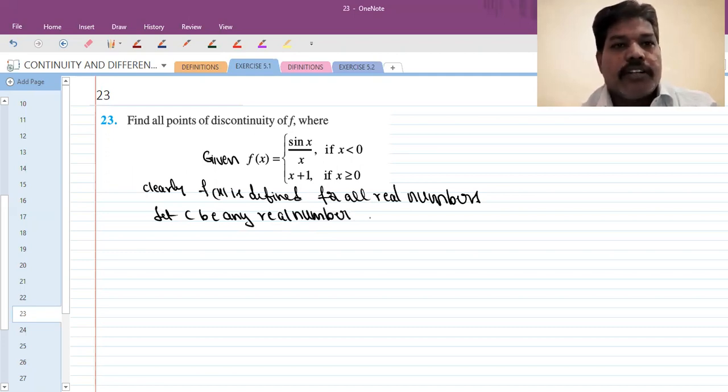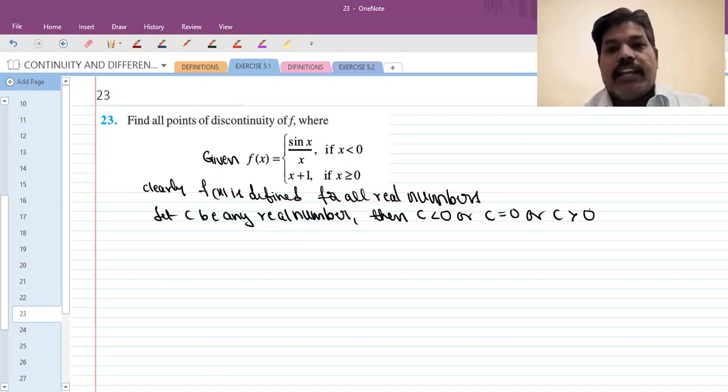Then what happens, students? Already you know the cases: c is less than 0, or c is equal to 0, or c is greater than 0. Three cases will arise. So first I will take case one: if c is less than 0.